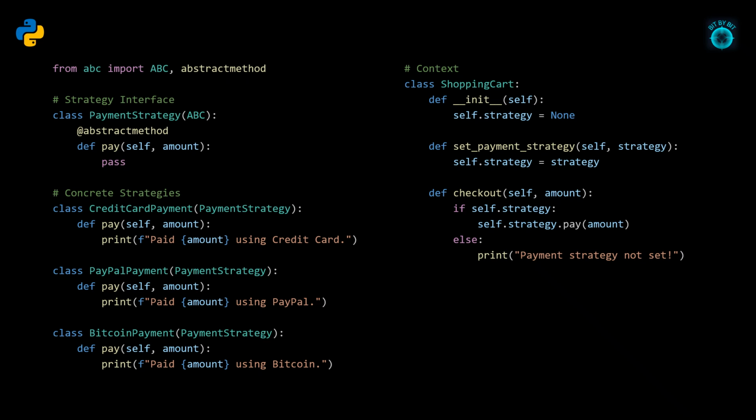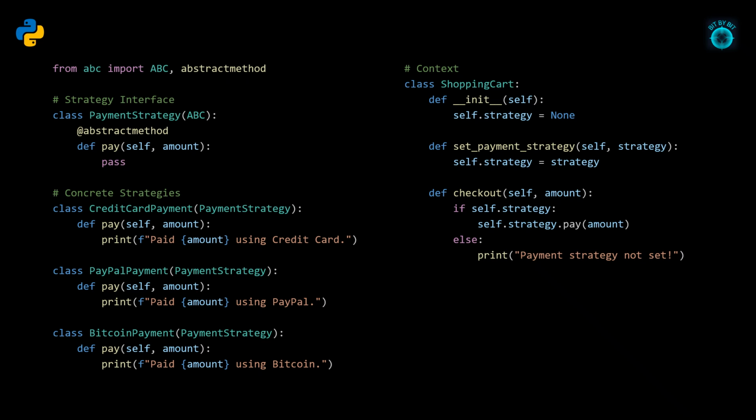We begin by defining an abstract base class called PaymentStrategy using Python's abstract base class system. It includes one abstract method called pay. We then create three concrete strategies: CreditCardPayment, PayPalPayment, and BitcoinPayment. Each one implements the pay method differently, simulating different payment processing behavior.